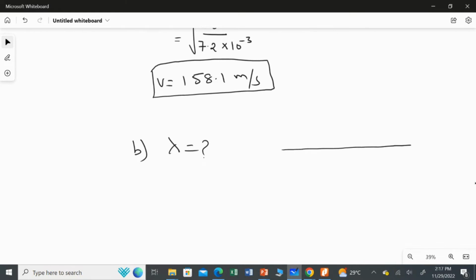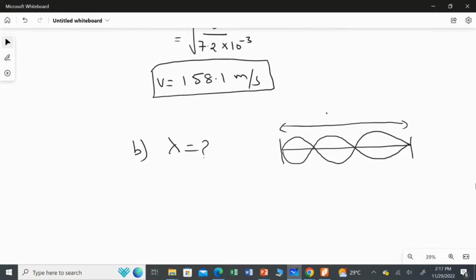Here you have a string which is fixed at both ends, and it will have 3 loops. The distance between the fixed supports is given as d, which is equal to 90 centimeter. In the previous video, I told you how to calculate the wavelength from the loop. Each loop has half a wavelength, that means two quarter-wavelength pieces, lambda over 4 each. How many lambda over 4 do you have in this distance d? 1, 2, 3, 4, 5, 6. That means 6 lambda over 4.